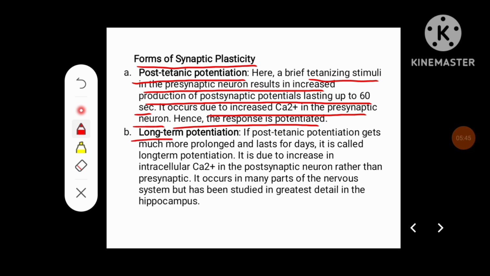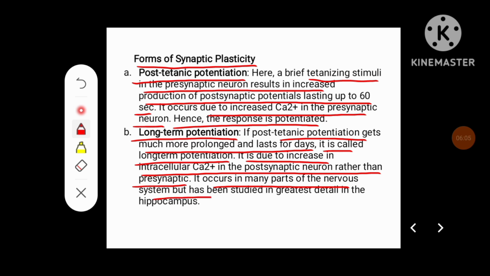Long-term potentiation. If post-tetanic potentiation gets much more prolonged and lasts for days, it is called long-term potentiation. It is due to an increase in the intracellular calcium in the postsynaptic neuron rather than presynaptic. It occurs in many parts of the nervous system, but it has been studied in greatest detail in the hippocampus.